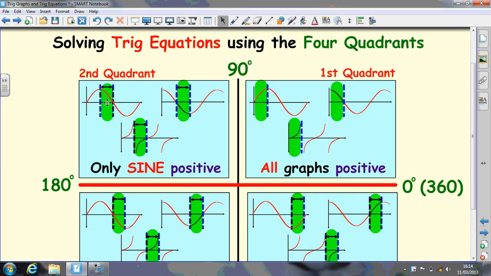In the second quadrant, between 90 and 180, that's why you have a 90 up here and a 180 down here, only the sine graph, or the sine wave, is positive. If you look at the cosine wave, there's negative values between 0 and negative 1. And also the tan graph has values less than 0, if that's your 0 line across there. There's negative values here, so only the sine wave is positive in this quadrant, which is important.